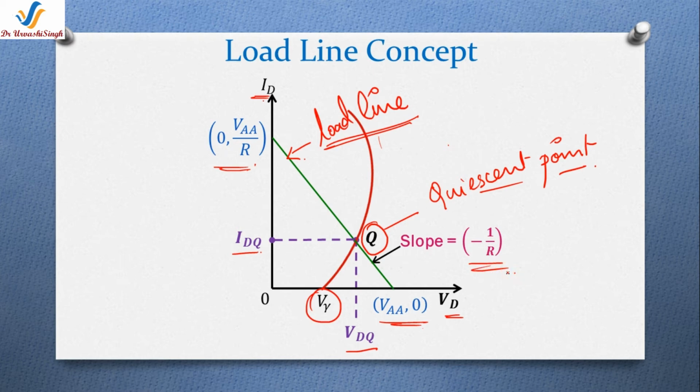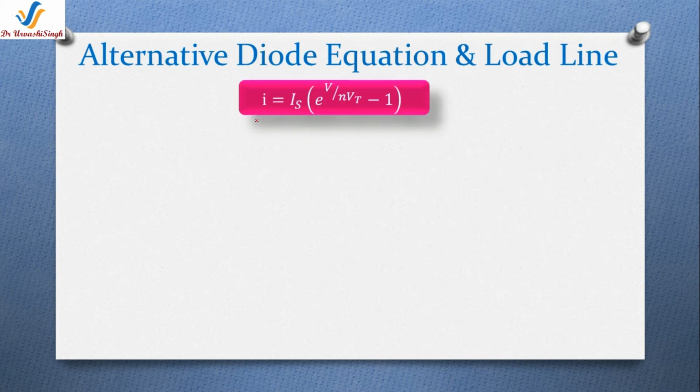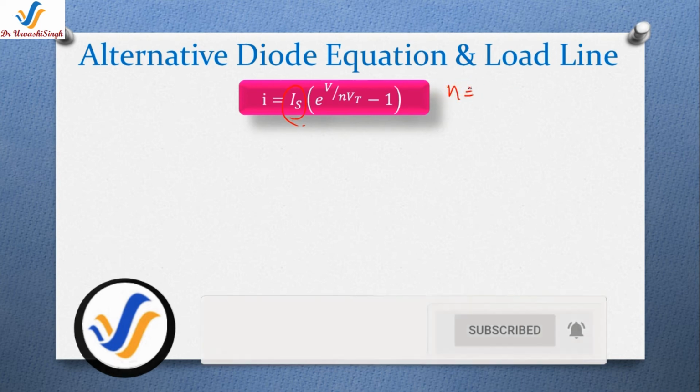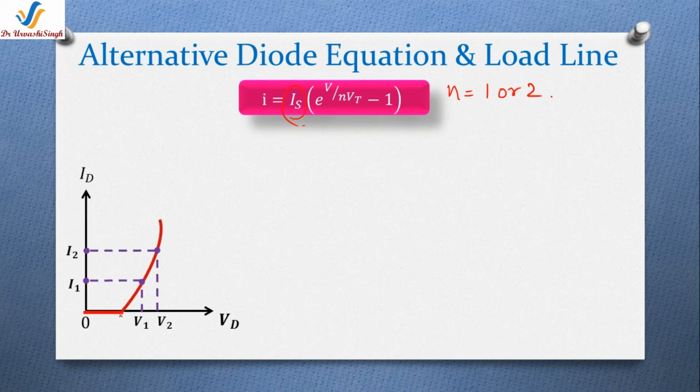Now let's see the alternative diode equation. As you have seen in my previous video, the diode equation is given by this, where Is is the reverse saturation current, V is the diode voltage, and N is the ideality factor or the quality factor, whose value can be 1 or 2 depending upon the material of the PN junction diode, and Vt is the thermal volt equivalent. Now the forward characteristic is this, and for a particular diode voltage we have a diode current.